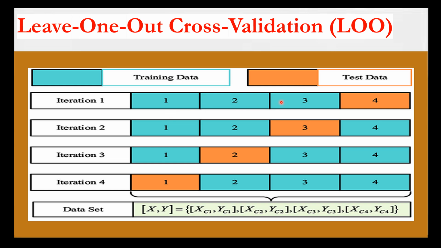And this process is repeated for each data point in the data set. So continuing with this apple example, if you were to use leave-one-out cross validation, you would train the model 10 times, with each iteration leaving out one apple as the test set.